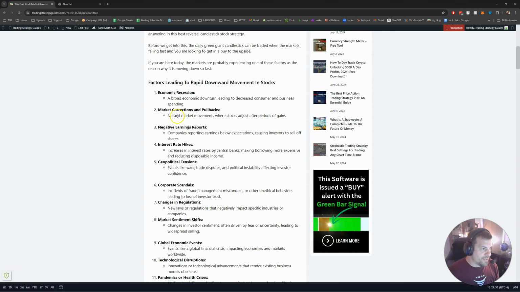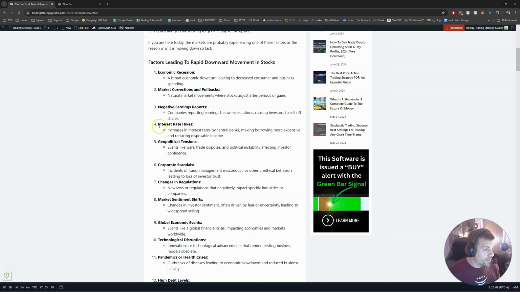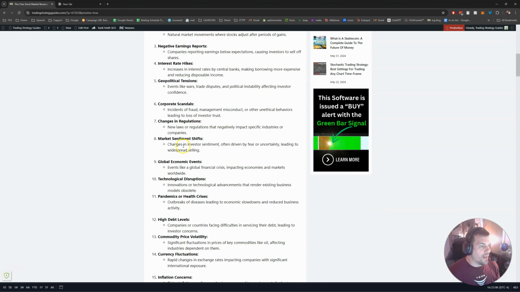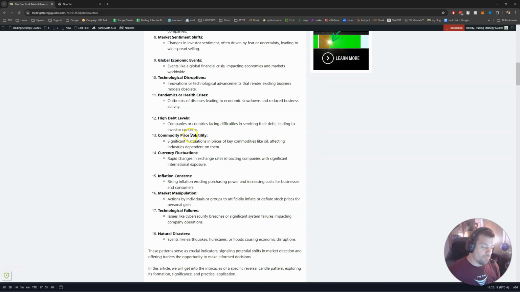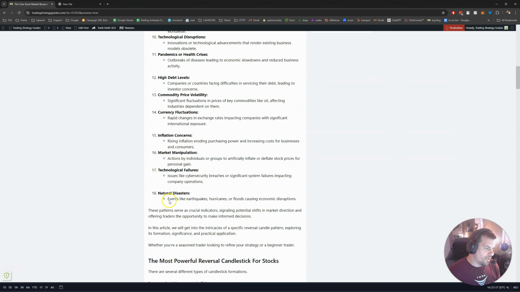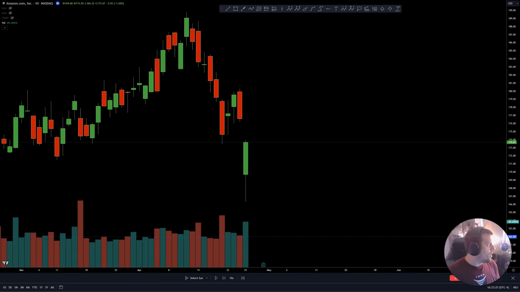There could be a recession, a market correction, negative earnings. We've got interest rates, geopolitical tensions, corporate scandals, changes in regulations, all this good stuff. Well, actually, not good for the stock. There are 18 here. There are probably 1,800 that could actually be, but these are the main ones. So that is all the stuff that could lead to downward moves.